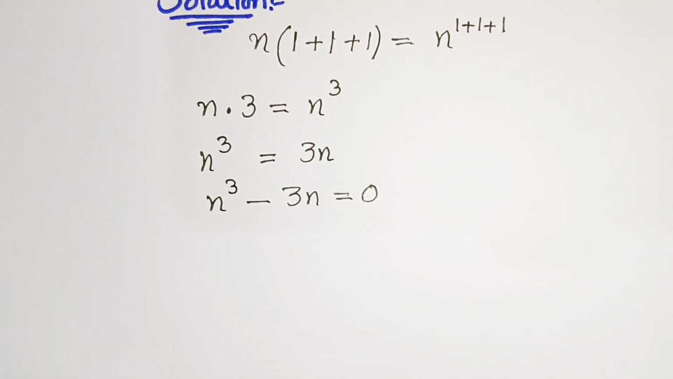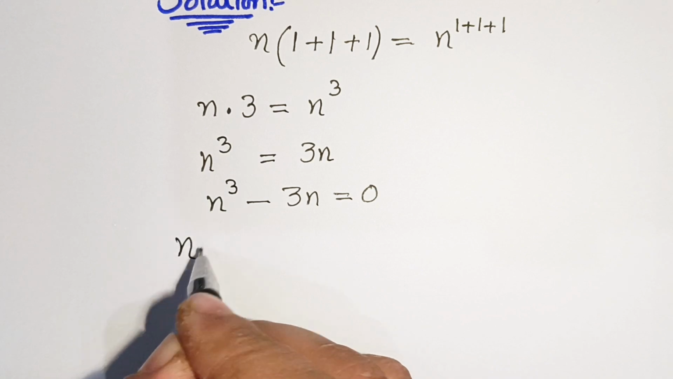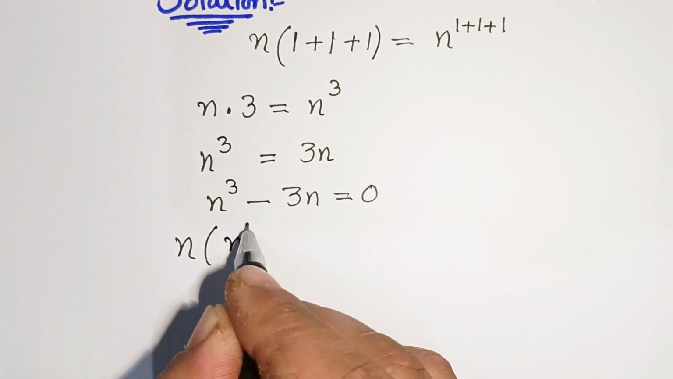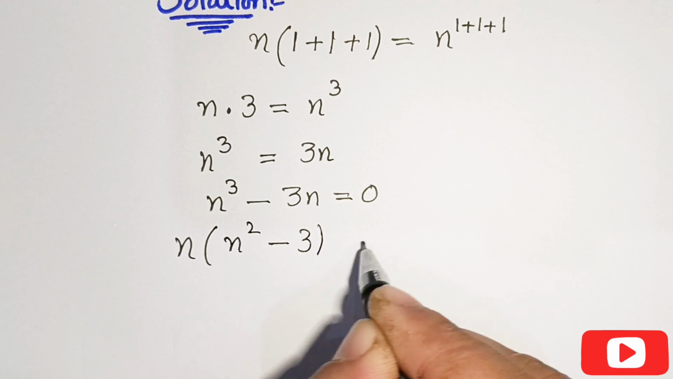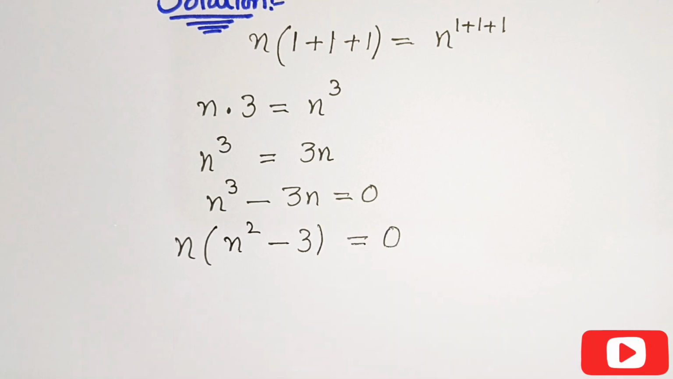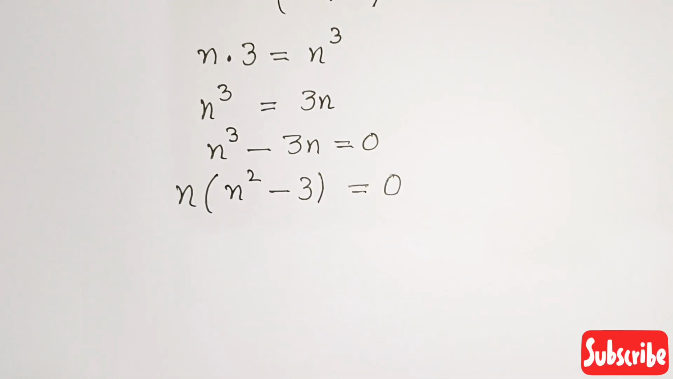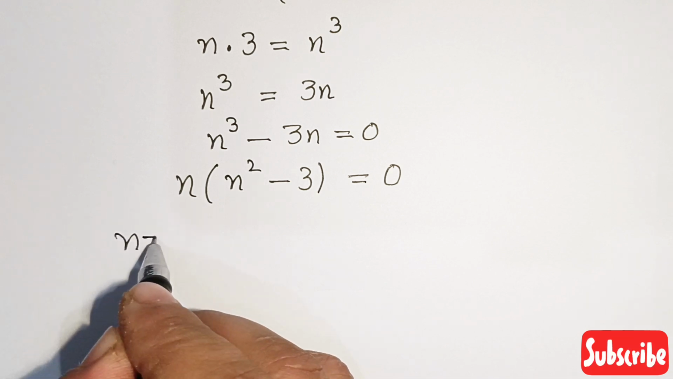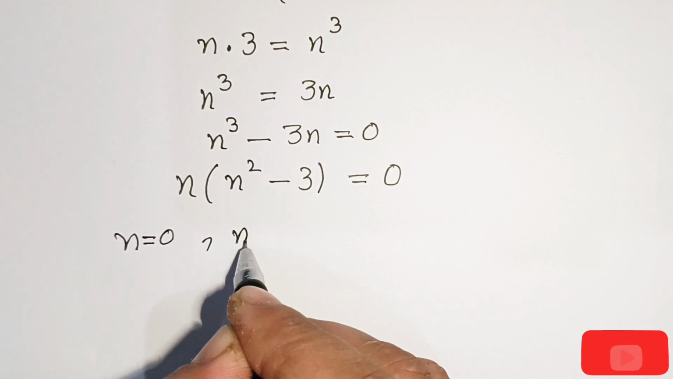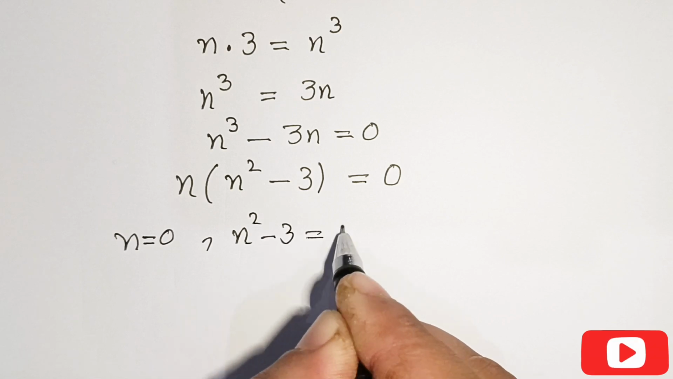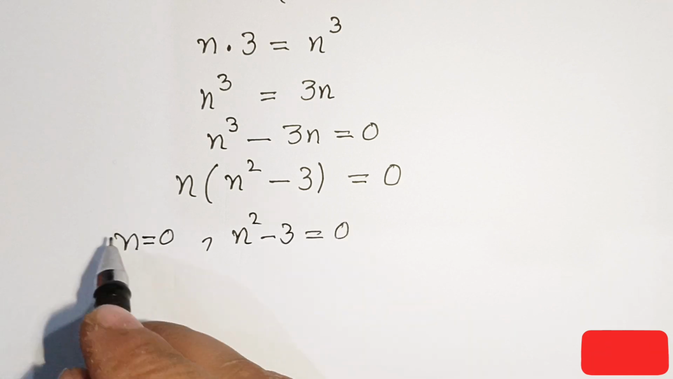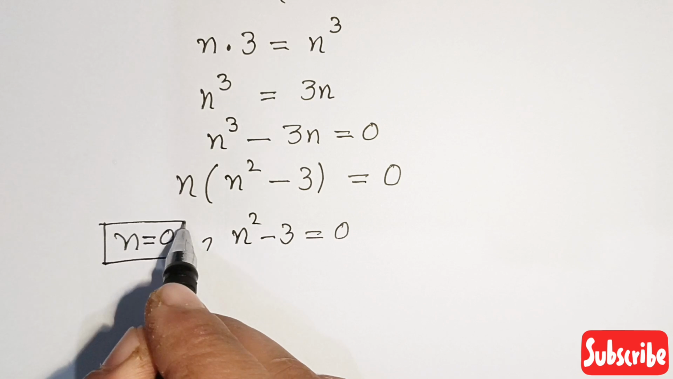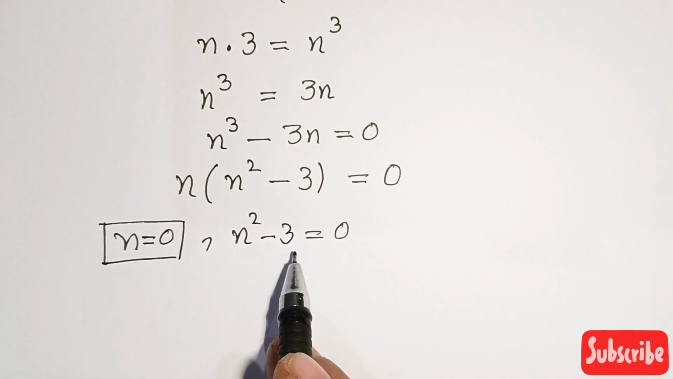If we take n common, inside the bracket we have n squared minus 3 is equal to 0. Now we have two possible cases here: n is equal to 0, and n squared minus 3 is equal to 0. So we get the first value of n, which is 0. Now n squared minus 3.